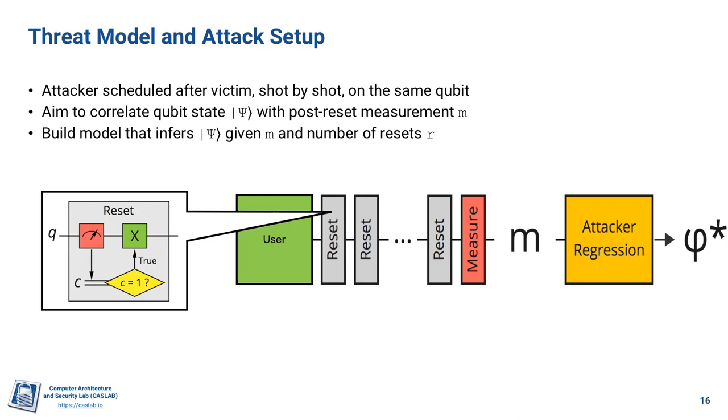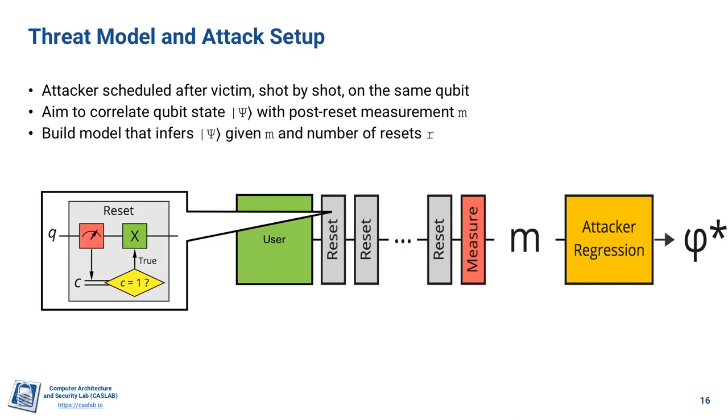So the cloud service provider issues a shot of one user. The victim submits some program to run on the quantum computer. So the shot runs. Then when the shot finishes, the quantum controller or provider issues the reset to reset the qubit and allow another shot to run. And then let's say they schedule a shot of a different user to run.